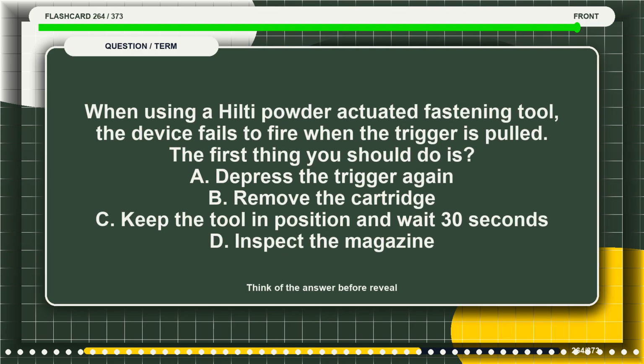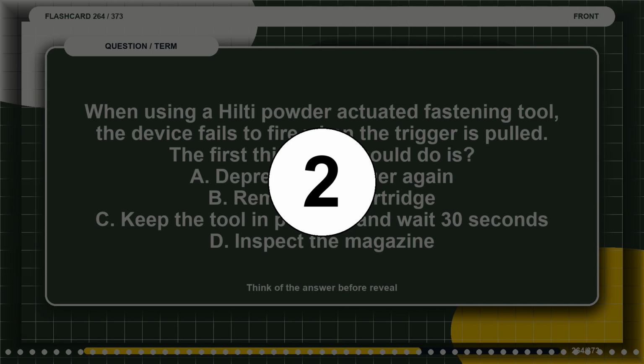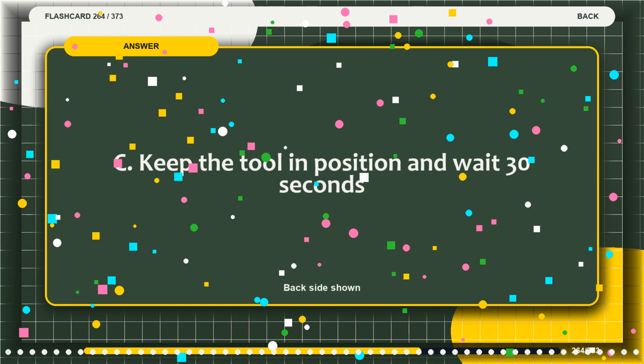Flashcard 264. When using a Hilti powder-actuated fastening tool, the device fails to fire when the trigger is pulled. The first thing you should do is A. Depress the trigger again. B. Remove the cartridge. C. Keep the tool in position and wait 30 seconds. D. Inspect the magazine. Think of the answer before the reveal. The answer is C. Keep the tool in position and wait 30 seconds.